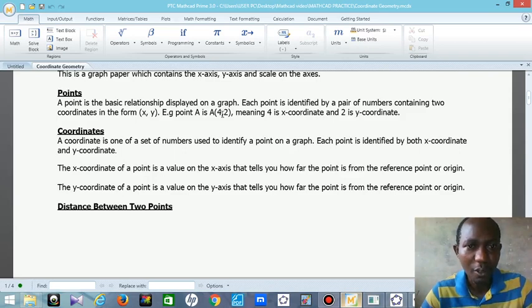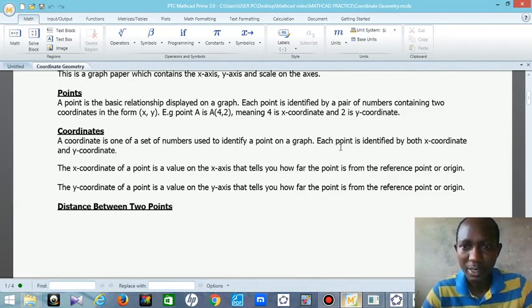So a coordinate is just one of those numbers. For example, this 4, 2. 4 is just one coordinate of the set of 2 numbers we have to form the point. And 2 is also one of the set of numbers. So that's what I mean by coordinates, a set of numbers used to identify a point on a graph.